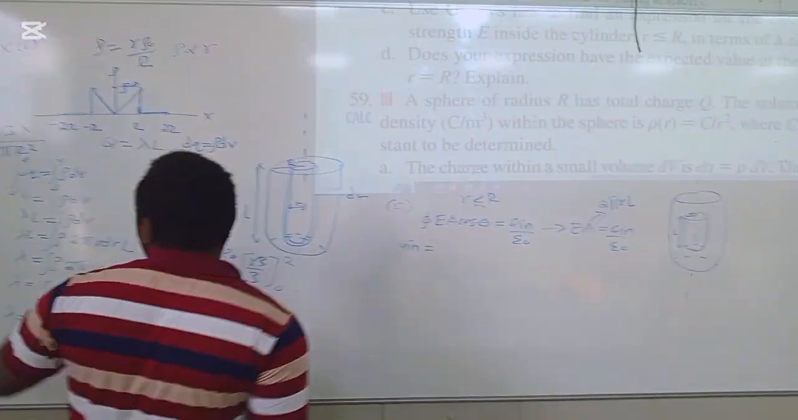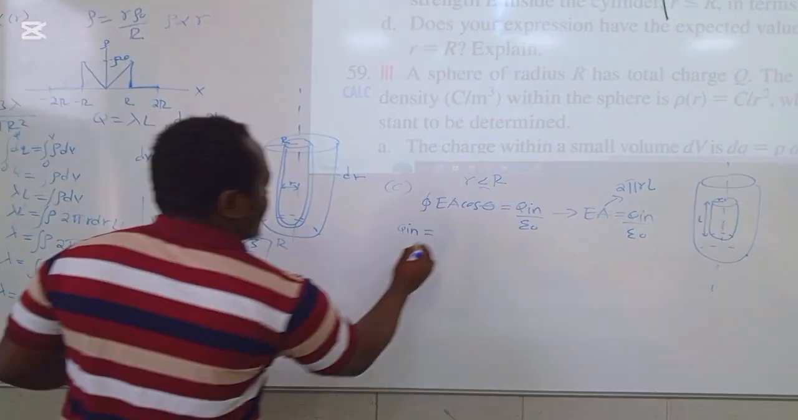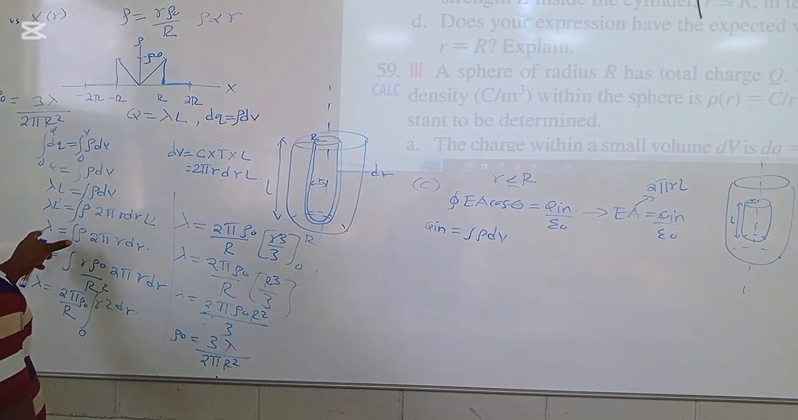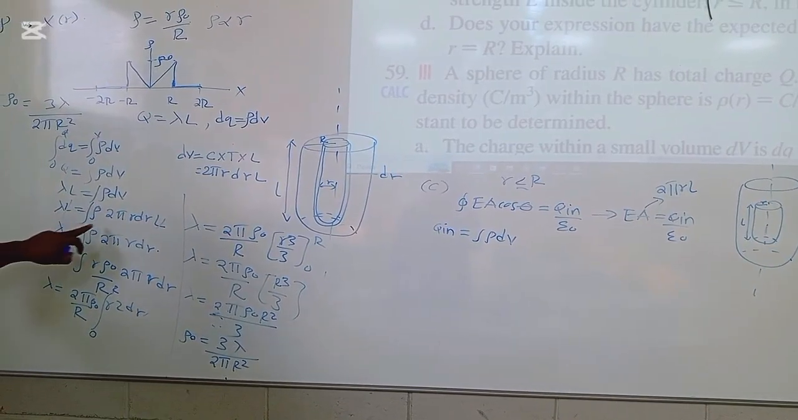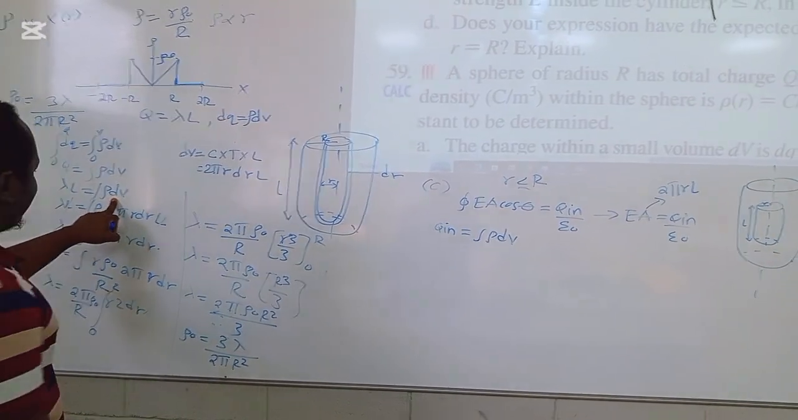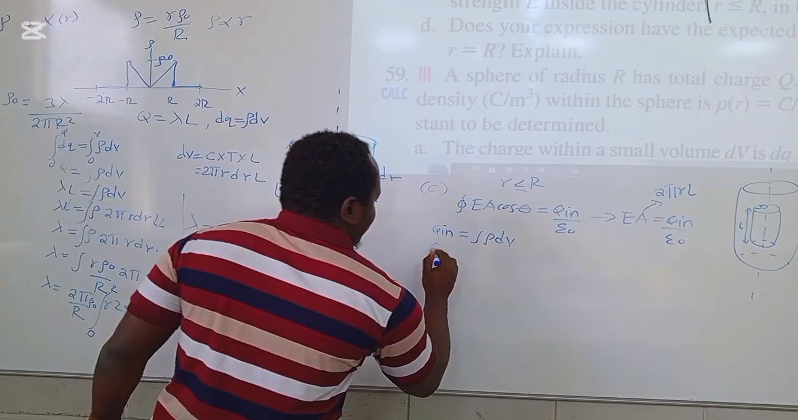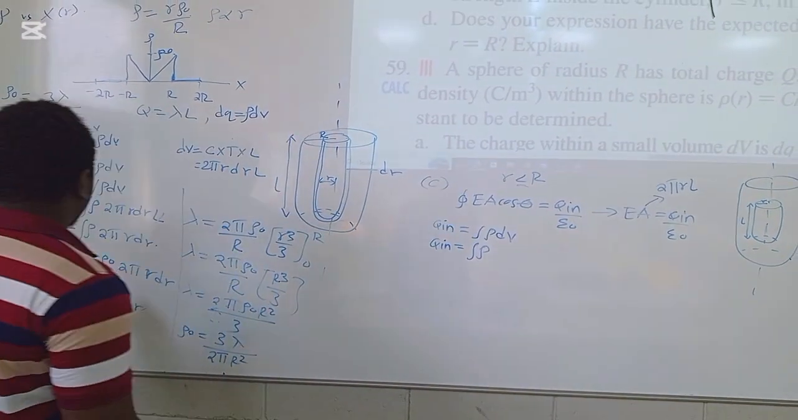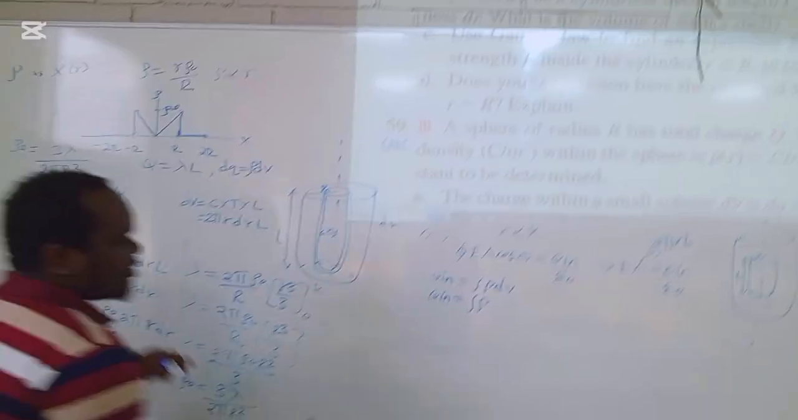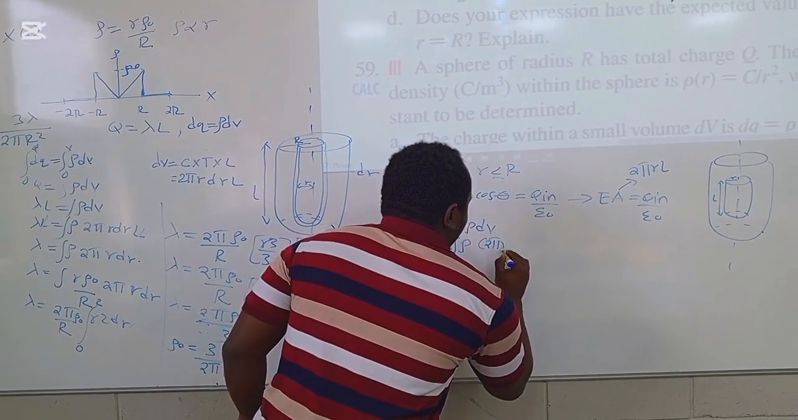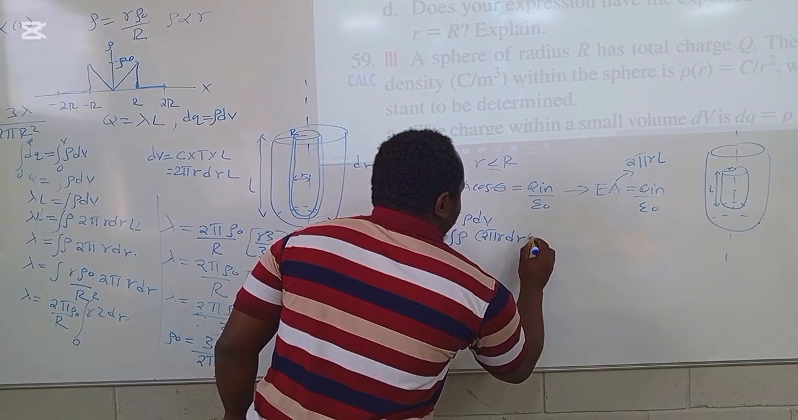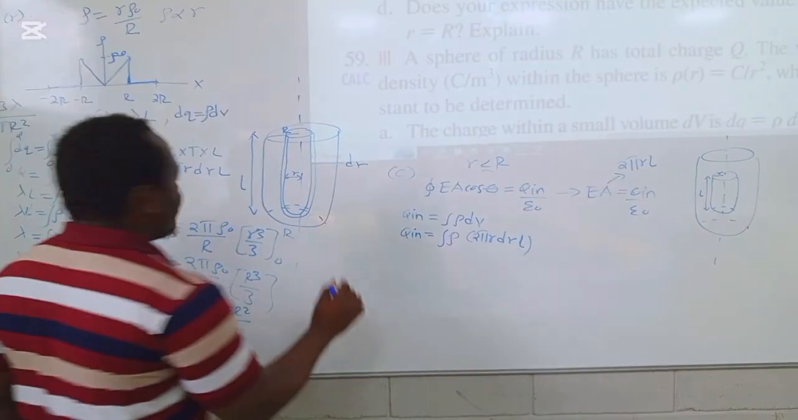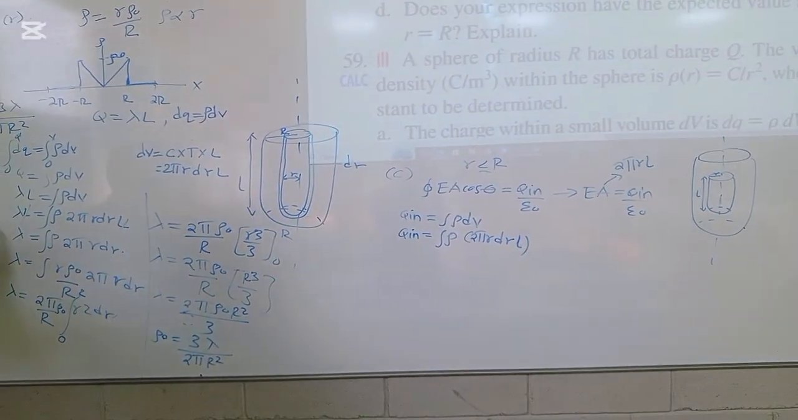Q in is equal to the integral of rho dV. We remember the value of dV: Q in is equal to rho times the volume element 2 pi r dr, times what? Small l. That is the difference here, it is small l.